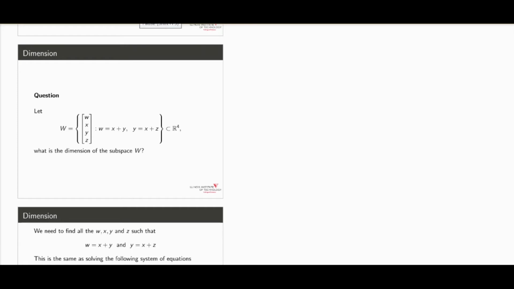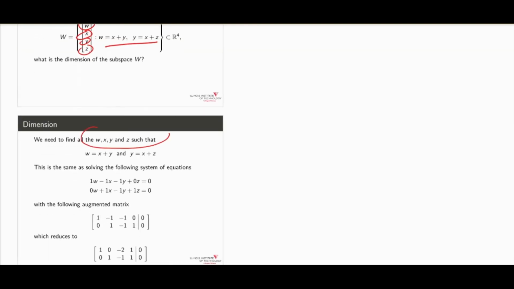All right, let's look at the solution for this problem. What we're going to do is find the W, X, Y, and Z that satisfy these two equations. Okay, let me say it again. You're going to find the W, X, Y, and Z that satisfy these two equations. That is the same as saying we want to solve the system of equations. This is the equation obtained by writing w equals x plus y, and this is the equation that we obtained by writing y equals x plus z. So you put the system into this augmented matrix and row reduce it to this RREF matrix.